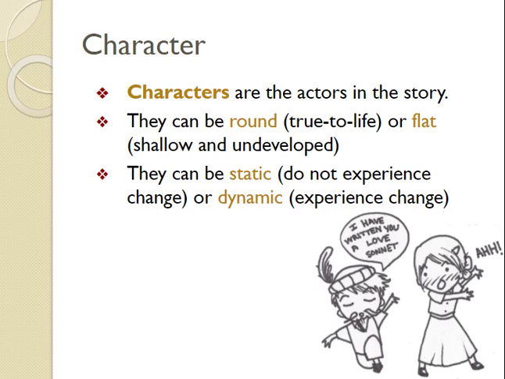Now, we categorize the different kinds of characters as either round or flat, and either static or dynamic. Round characters are characters that actually have dimensions to them. They have depth. They have layers to them, so they seem more believable, like real people who often have contradictions or conflicts within themselves. So those are called round characters, and they're contrasted with flat characters, who are more cartoon-like. They may not be as fully developed as to create a sense that they're real people.